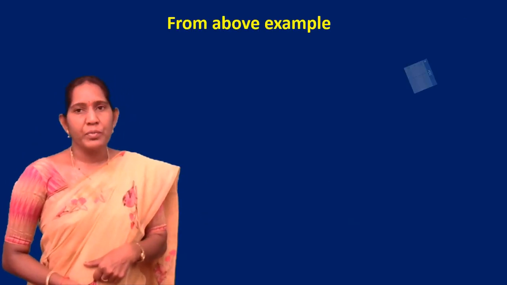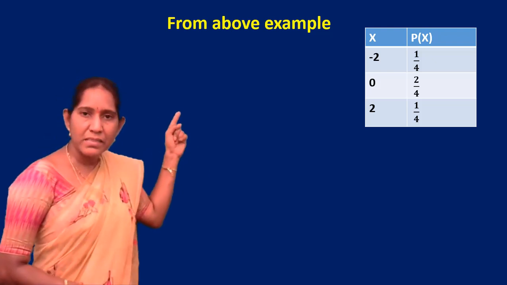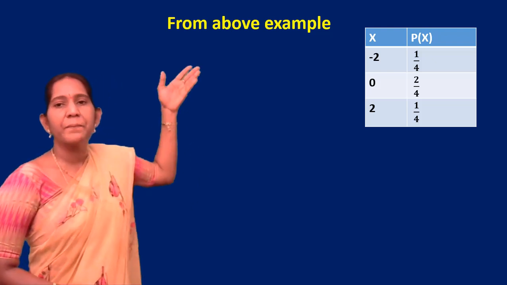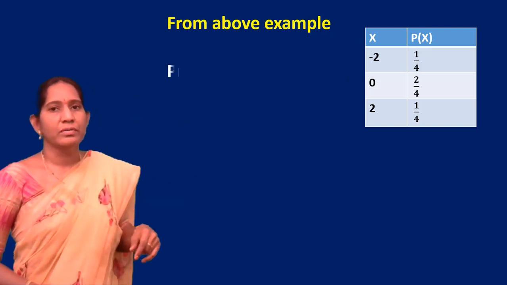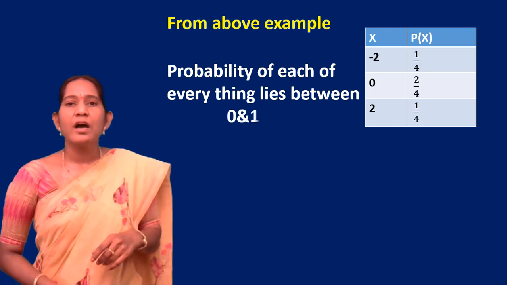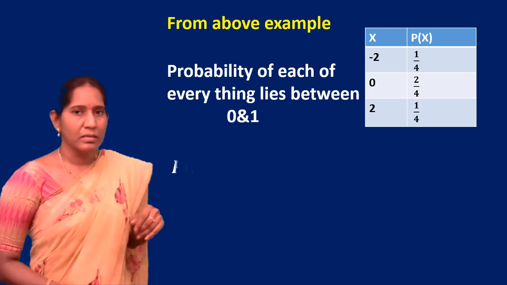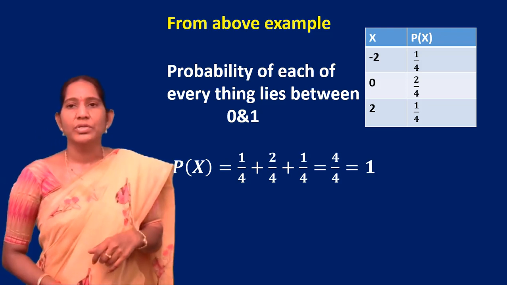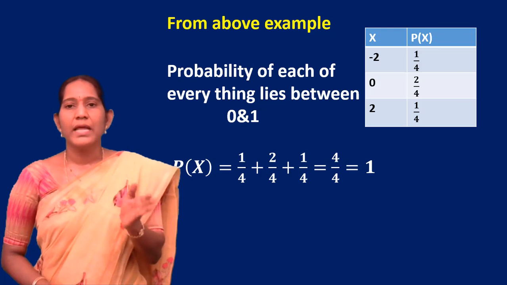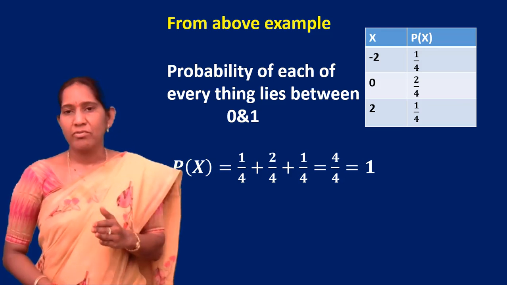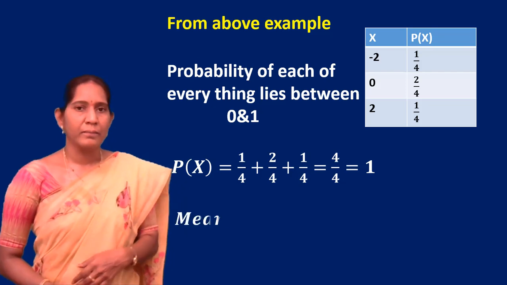From the above example, x and p of x. So random variable x takes values minus 2, 0, 2, and their probabilities are 1 by 4, 2 by 4, 1 by 4. So the probability of each lies between 0 and 1. The sum of probabilities is 1 by 4 plus 2 by 4 plus 1 by 4, so that value is 4 by 4, that is equal to 1.